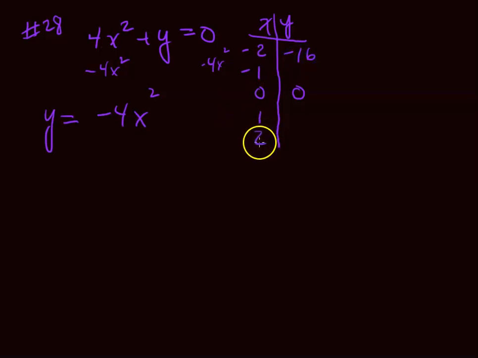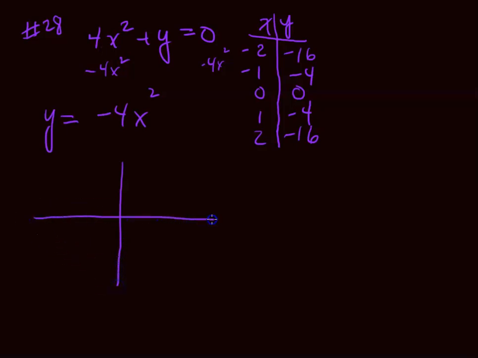Let's go down to this 2. 2 plugged into x squared, you get 4. 4 times -4, there's another -16 again. How about -1? Squared is +1 times -4. 1 squared is 1 times -4. But are there intercepts for this thing?